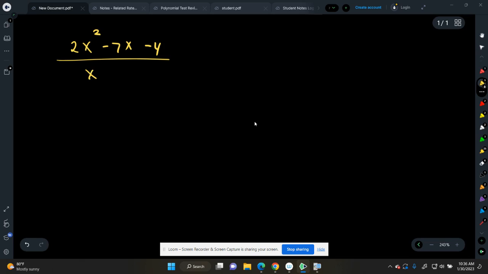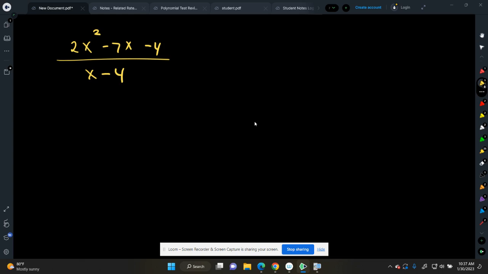Okay, so tabular division. Let's look at the 4 problems that you had for homework. We have 2x squared minus 7x minus 4 over x minus 4. For your homework, everything that we did was done on a 2 by 2 square, because all of your homework I gave you started with an x squared and was being divided by just an x, okay?